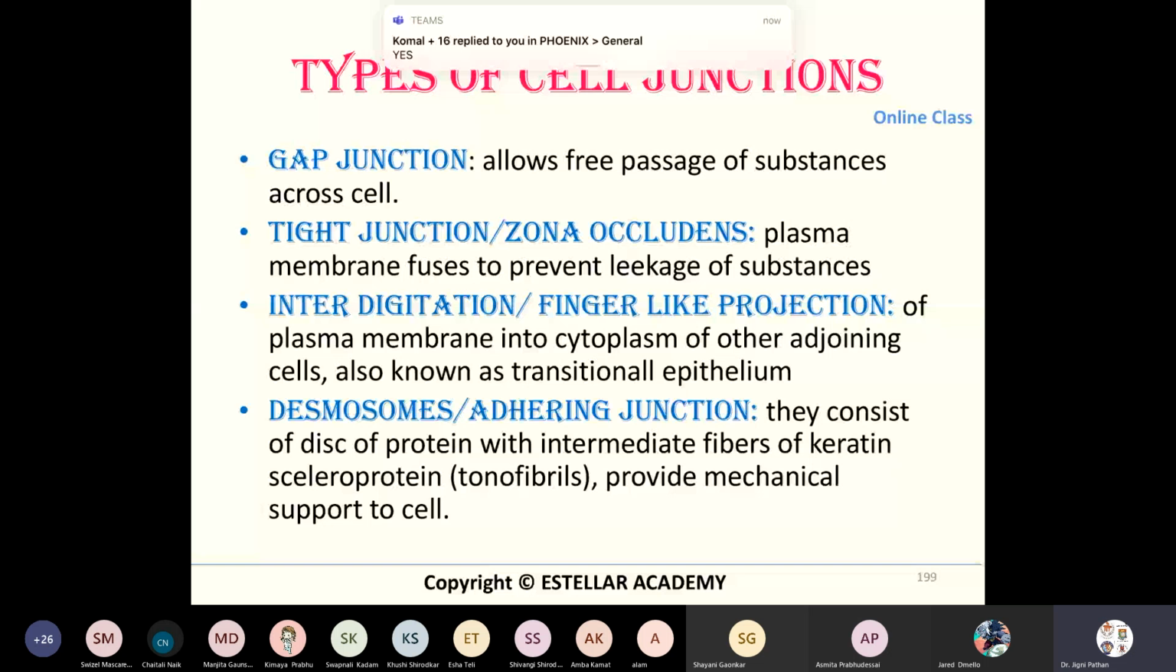Okay. Then you have desmosome, or adhering junction. This desmosome contains a special type of protein called scleroprotein, and these scleroproteins are called tonofibrils. What is the main function? They provide mechanical support to the cells. Please write this down.